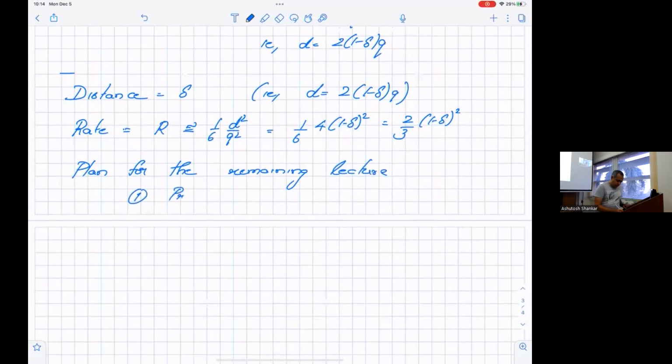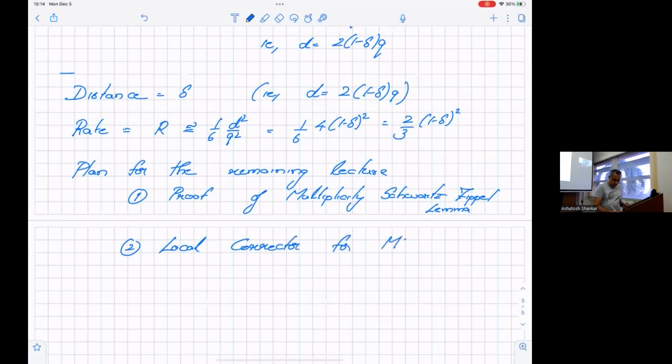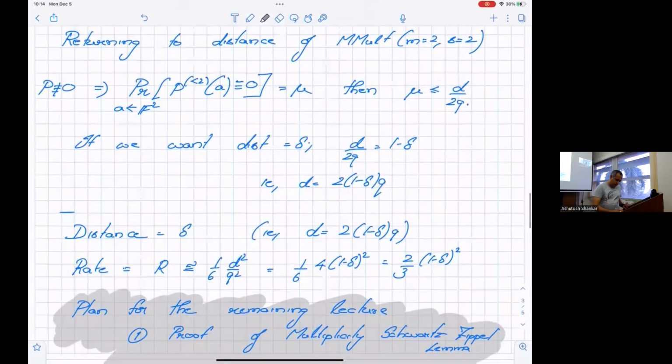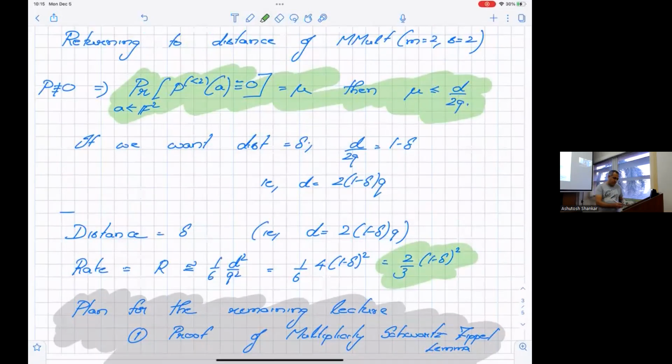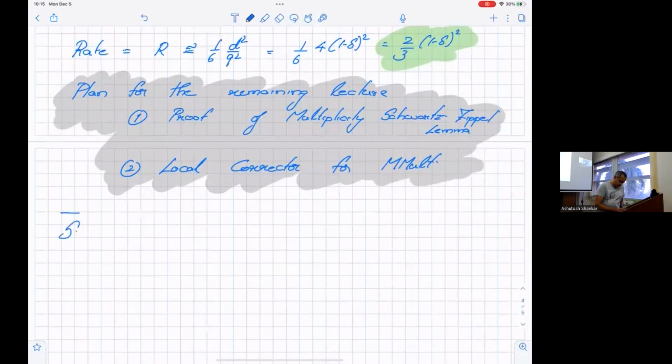one is proof of the multiplicity Schwartz-Zippel Lemma. And two, a local corrector for the multivariate multiplicity code. And the key, this was the reason why the rate is now 2/3. Before that, just raising discussion on distance.